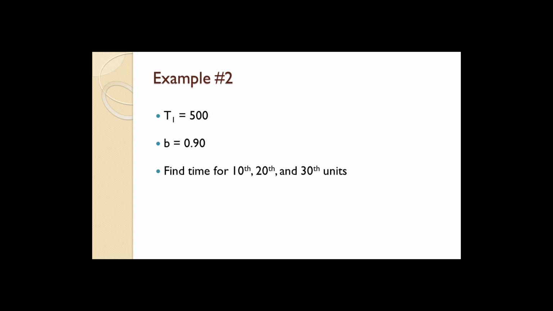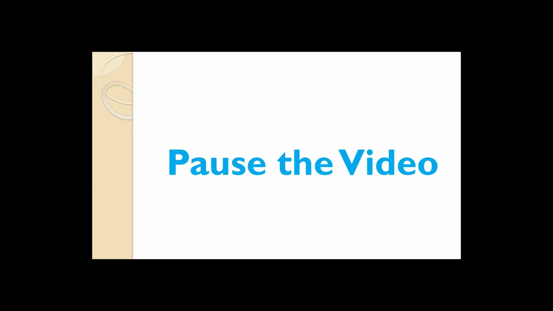In this next example, the first unit requires 500 hours and the company is performing on a 90% learning curve. We wish to find the times for the 10th, 20th, and 30th units. Since you've seen an example already, let me suggest that you pause the video and try to work this problem on your own. Once you're done, you can use the video to check your work and spot any mistakes you might have made.